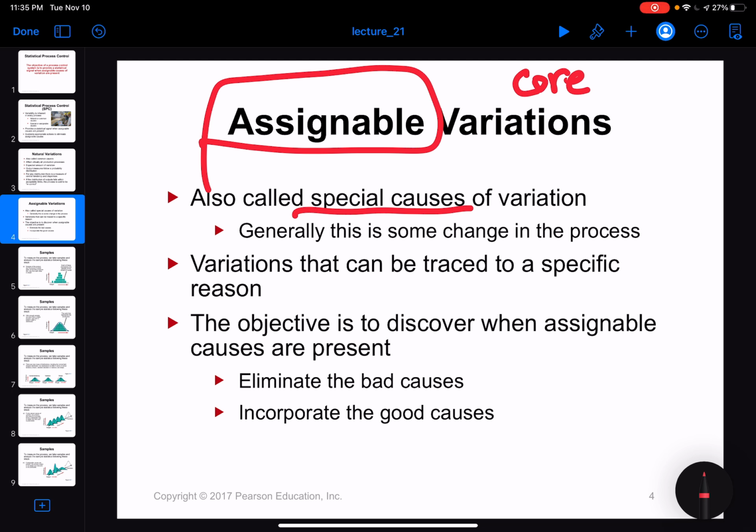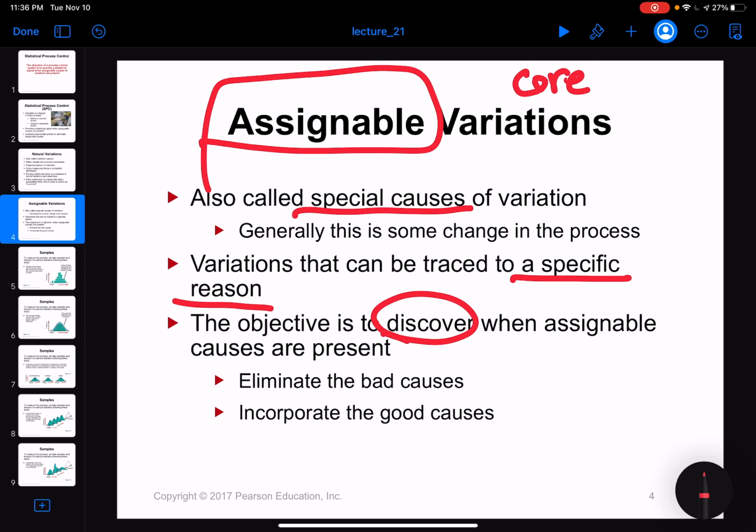So these variations are like the natural causes, natural variations, but this one can be traced to a very specific reason. Just as I said, poor training, poor machinery, poor material, poor communication, something like that. It causes lots of things. So the objective is to discover when the assignable causes are present.